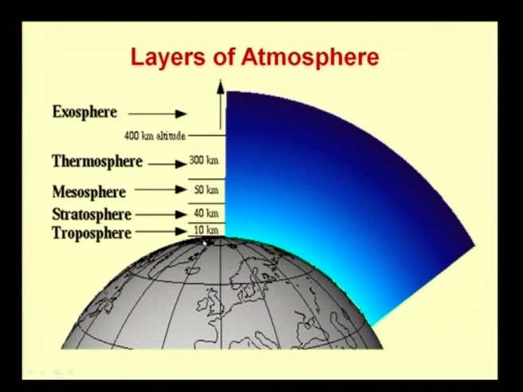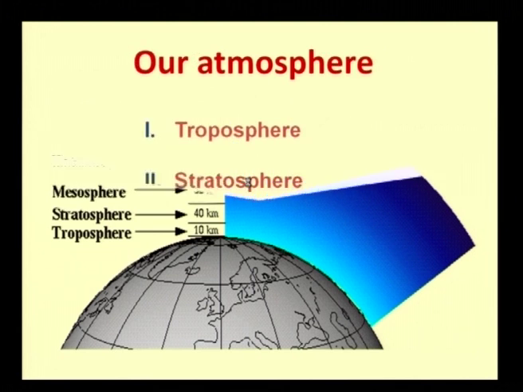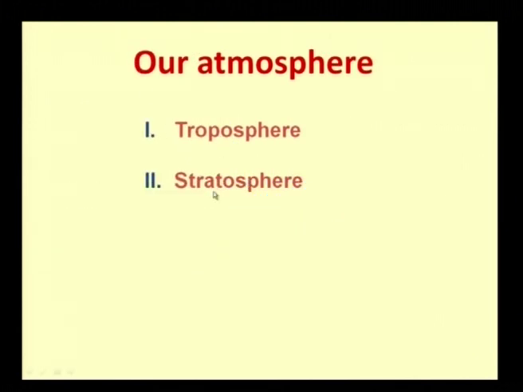The bottommost layer, the troposphere, is hardly some 10 kilometers. Then comes the stratosphere, up to 40 to 50 kilometers. Then comes the mesosphere and then the thermosphere. And the last is the exosphere. So, these are the various layers of the atmosphere. Today's phenomenon is mostly prevalent in the troposphere and the stratosphere, and mainly the troposphere and the stratosphere are what we will discuss now.